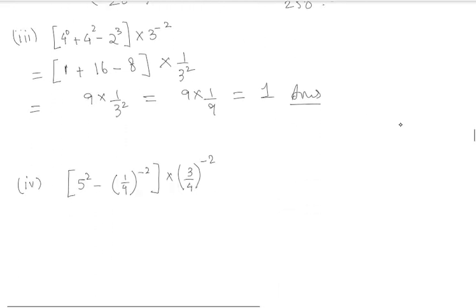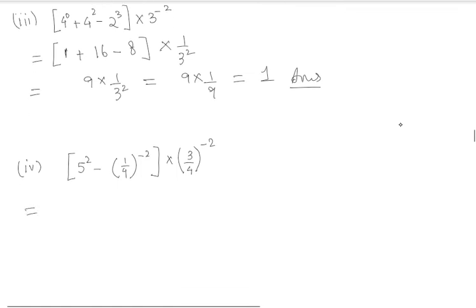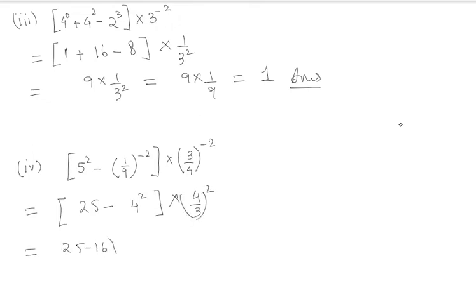The next question is 5 square, that's 25, minus a negative power, so I'll do the reciprocal, so this becomes 4 square, again a negative power, reciprocal, (3/4) whole square. This is 25 minus 16 into 4 square is 16/9. In some cases I may not need to multiply, but I will tell you when we need to do that. So here I am getting the answer as 16.